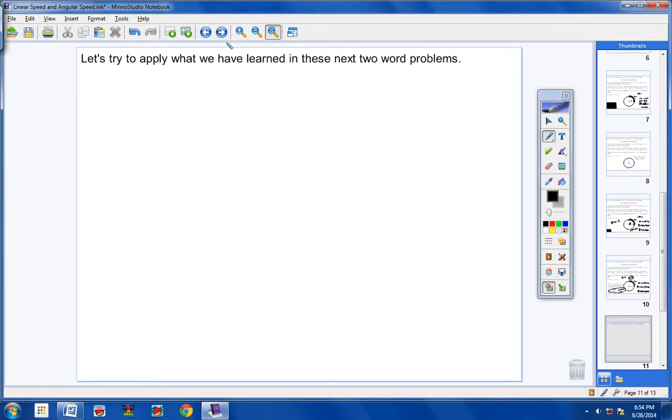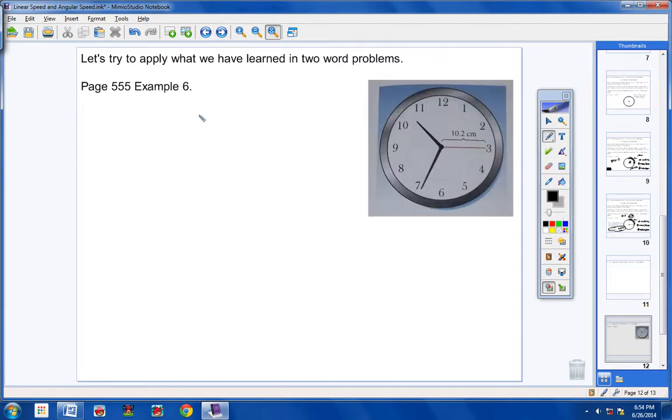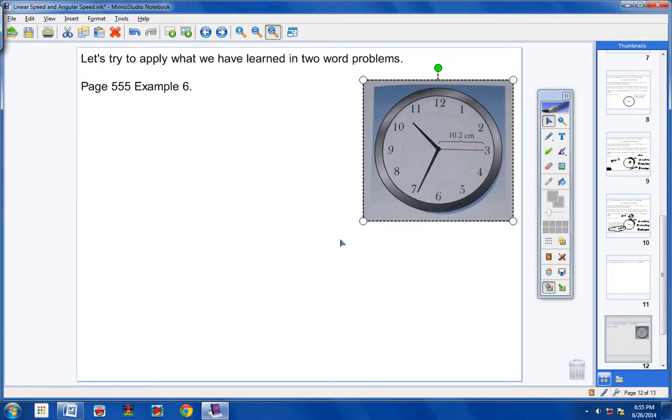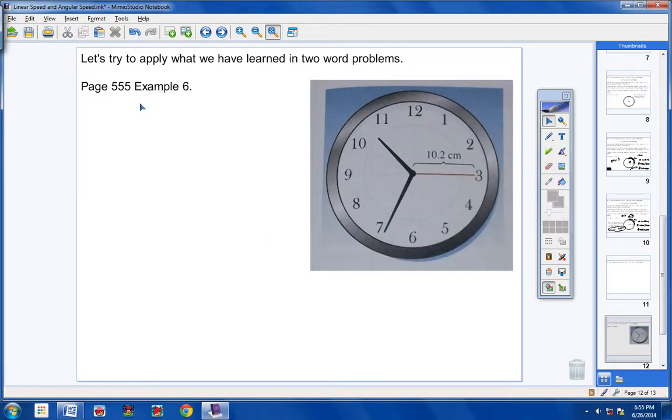Let's try to apply what we have learned in these next two word problems. Now go ahead and turn your books to page 555, and let's take a look at example number 6. Page 555, example number 6. If you have to pause the video and turn over there, feel free to do that. I'm going to continue on. I'm reading directly from the book now. The second hand of the clock is 10.2 centimeters long, as you can see right here in the picture. Find the linear speed of the tip of the second hand as it passes around the face of the clock.